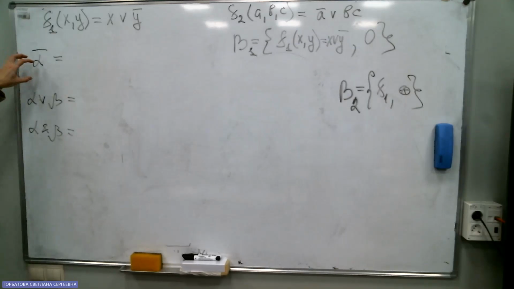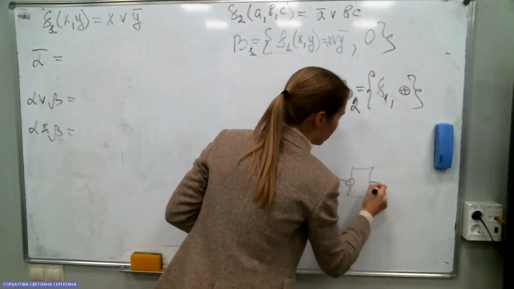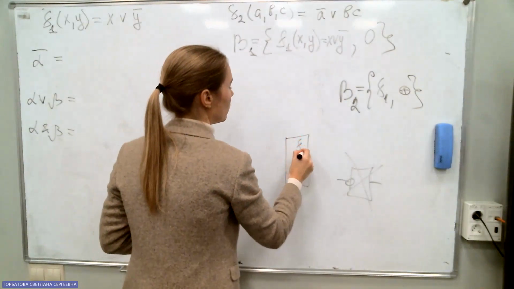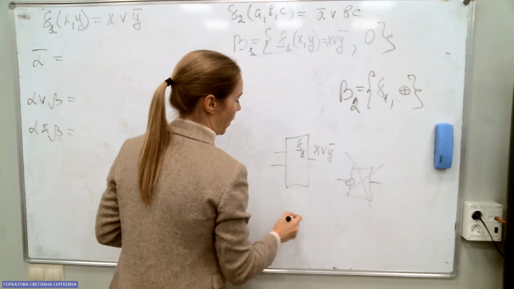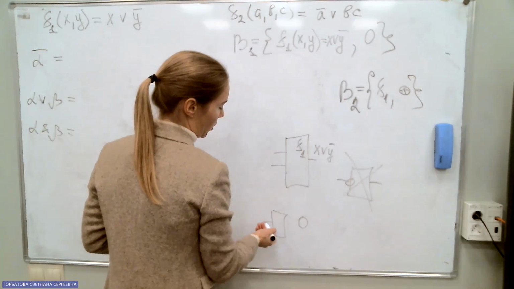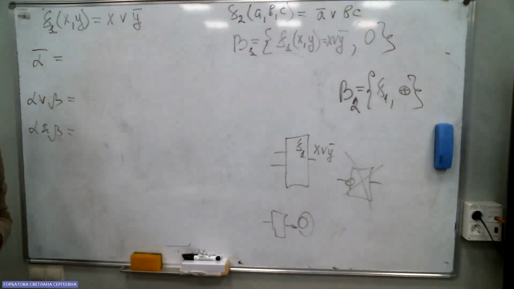Alpha is something abstract; it can be an expression, a variable, or something else. I need to get negation, but I don't have a negation law. I have the block F1, whose result is the negation of X disjunction Y, and I have constant zero. Doesn't matter what the input is, the output is every time zero.